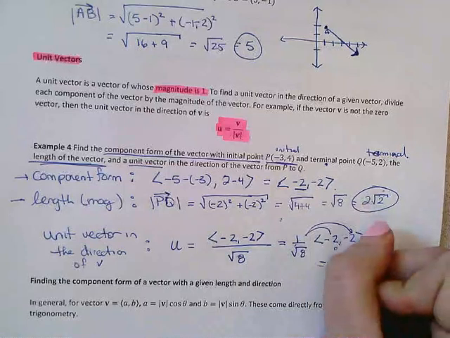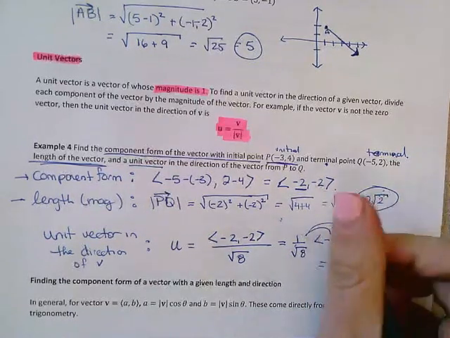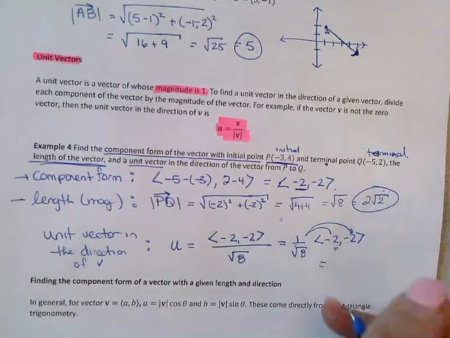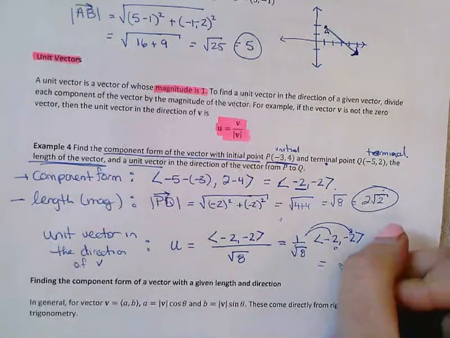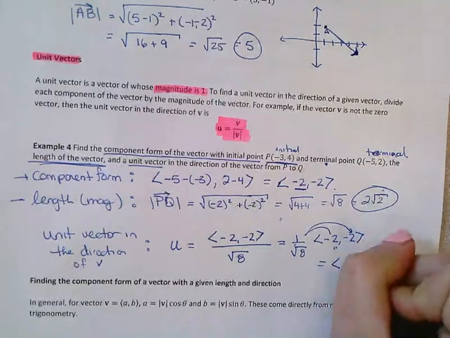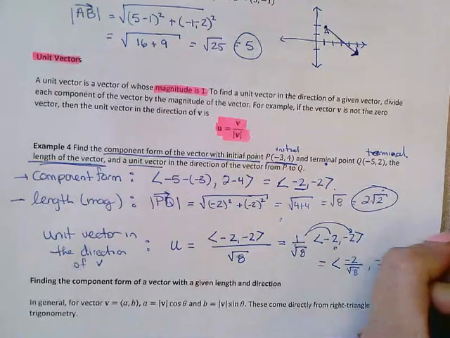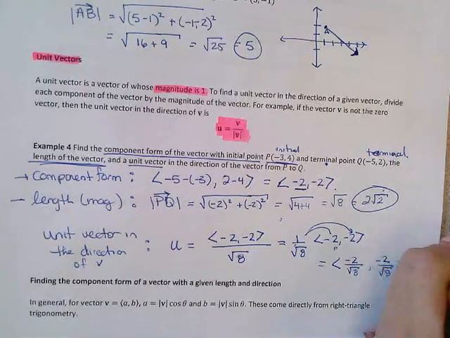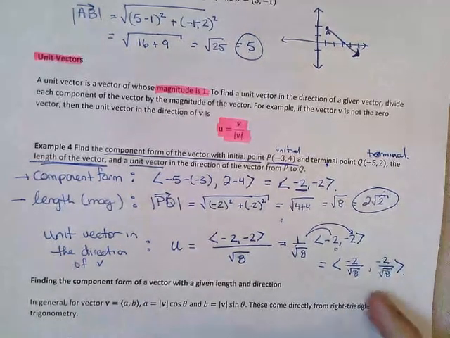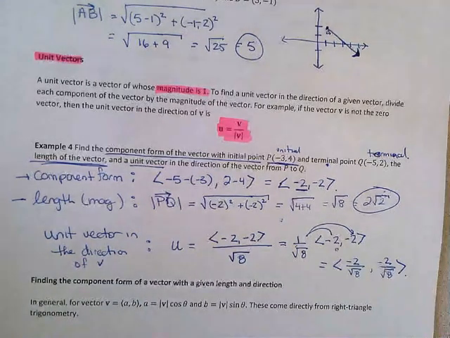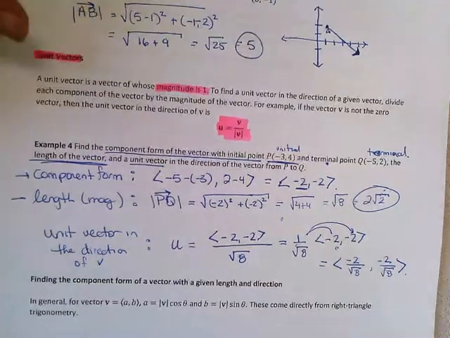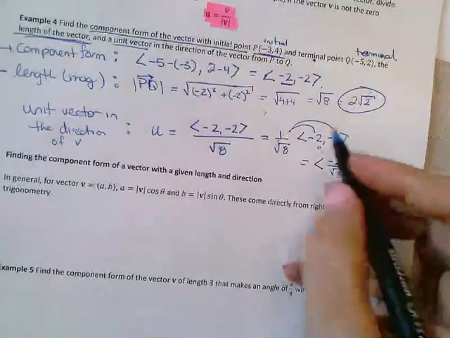So here our unit vector, whose magnitude is equal to 1, has components negative 2 over square root of 8, negative 2 over square root of 8. And of course you can rationalize the denominator, but for time's sake, I'm not going to do it right now to get your final answer.